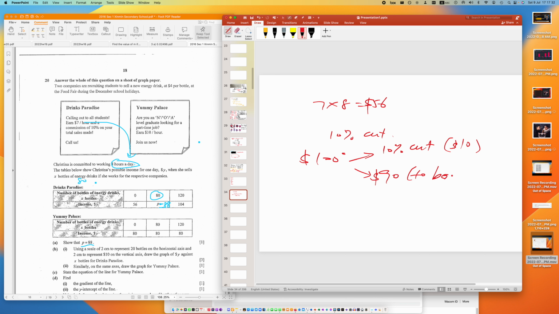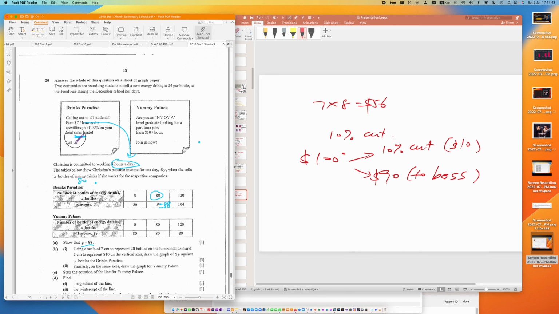So if you earn $56, you have to times 10%? The $56 is not the sales. The $56 is your own pay. Like you work 8 hours, you definitely get 7 times 8, 56. So let's assume that during these 8 hours you sell things. You sell $100, then you get a 10% cut. So the $10 will add to your 56.